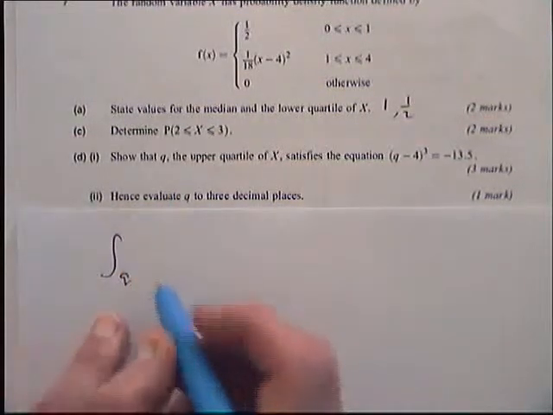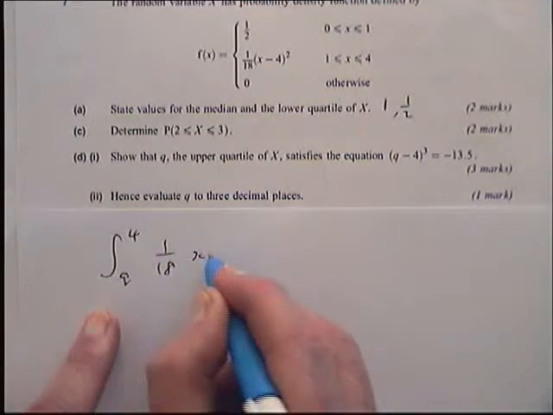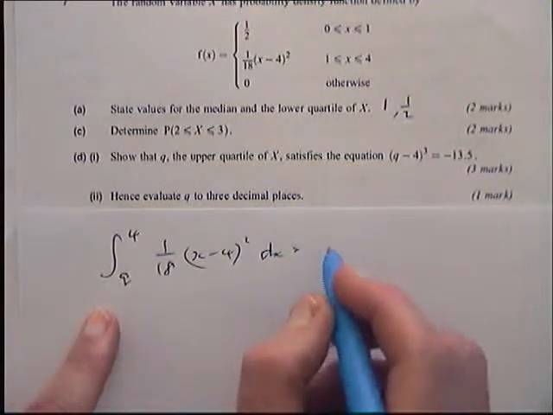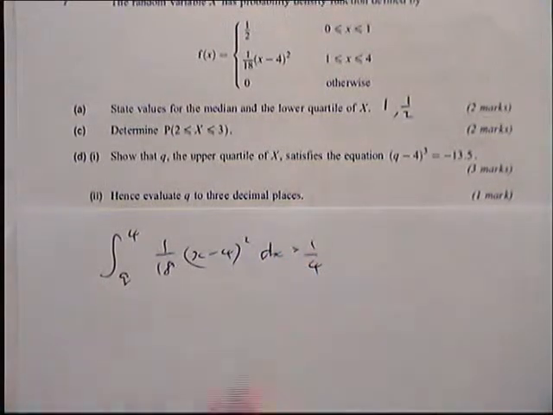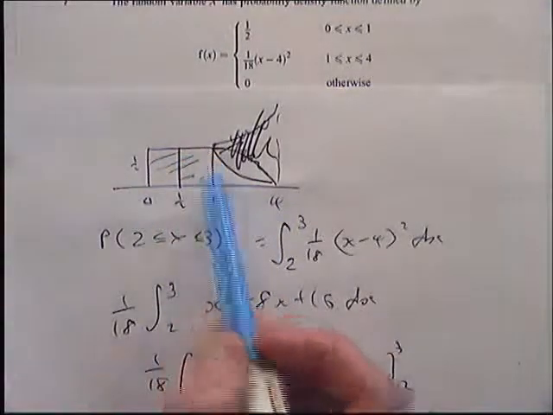Okay, yeah, from Q up to 4, you know that the area, so basically the integral there, must equal a quarter. Yeah, if we look at the top end, there's a quarter above the upper quartile. It's worth doing it that way rather than saying 3/4 underneath, because underneath you've got 2 different curves, you've got a flat bit and the curve.